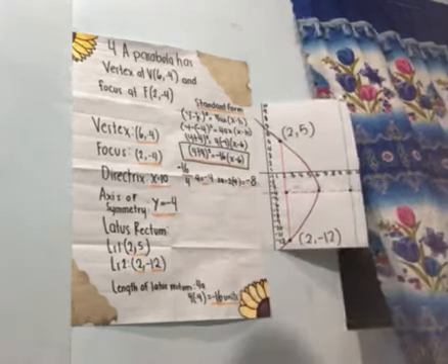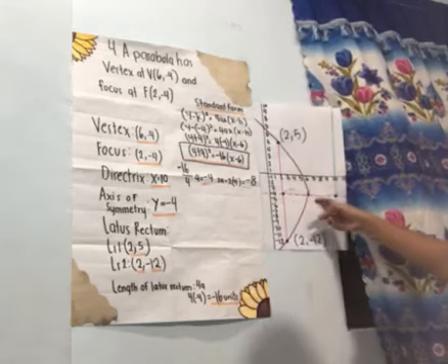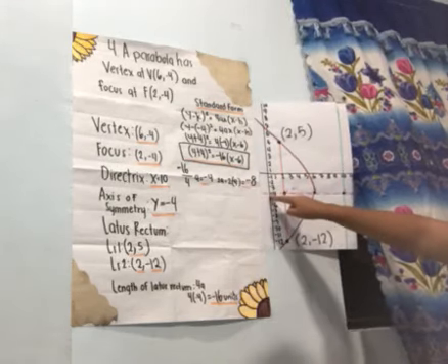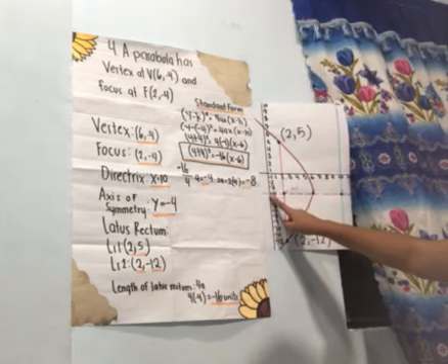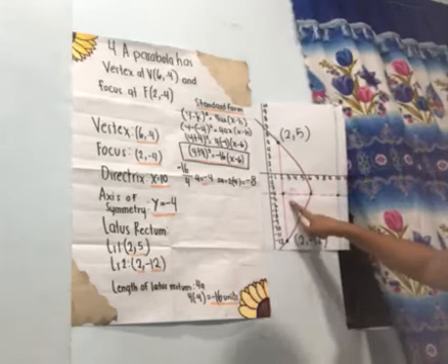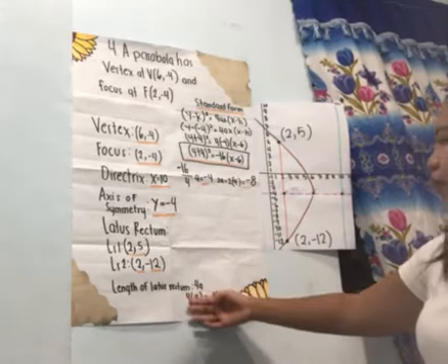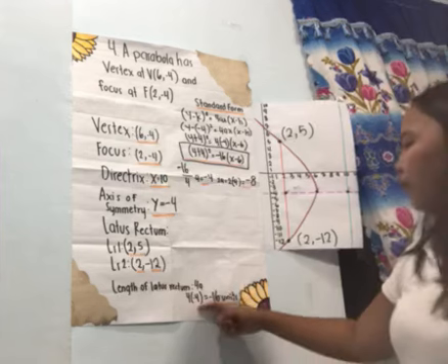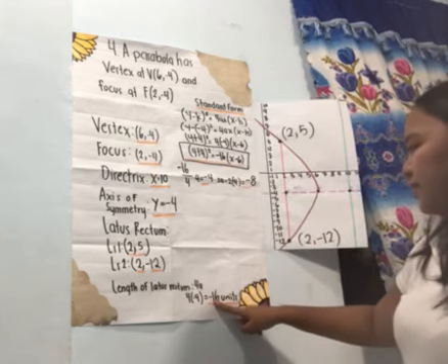And the axis of symmetry, since the focus, vertex, and directrix are lined up at -4, so the axis will be y = -4 since it is horizontal. For the length of the latus rectum, 4a, 4 times -4 is equal to -16 units.